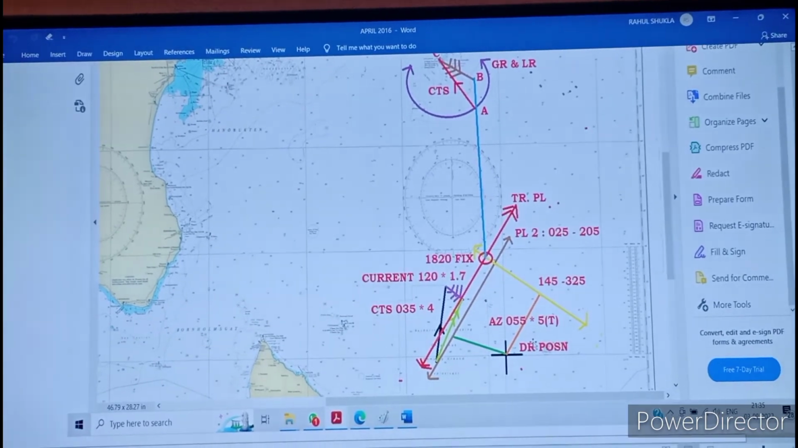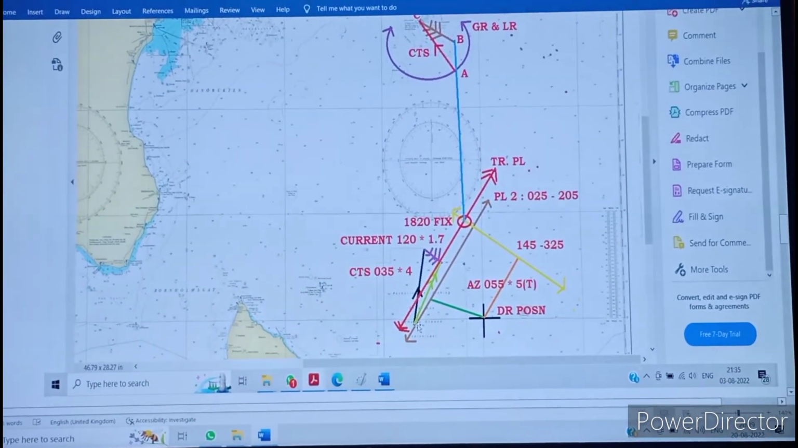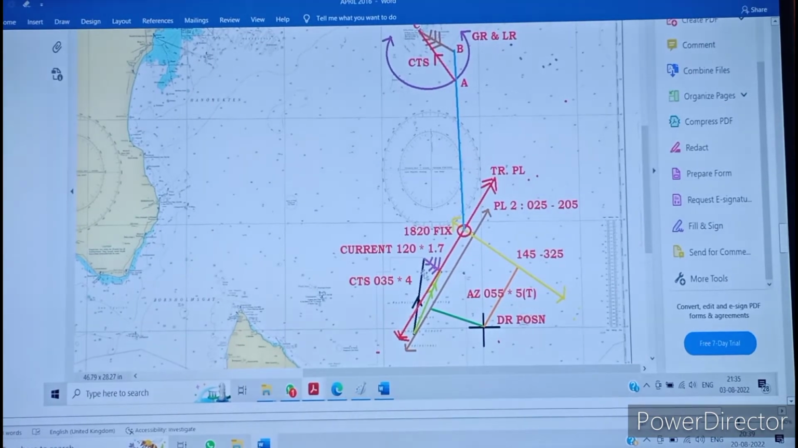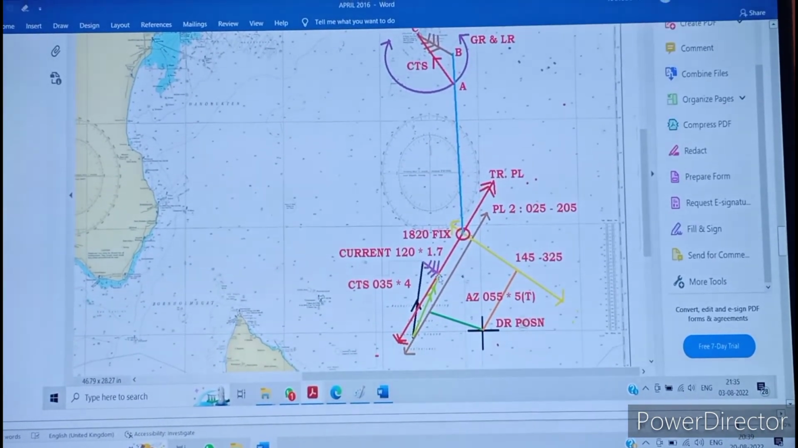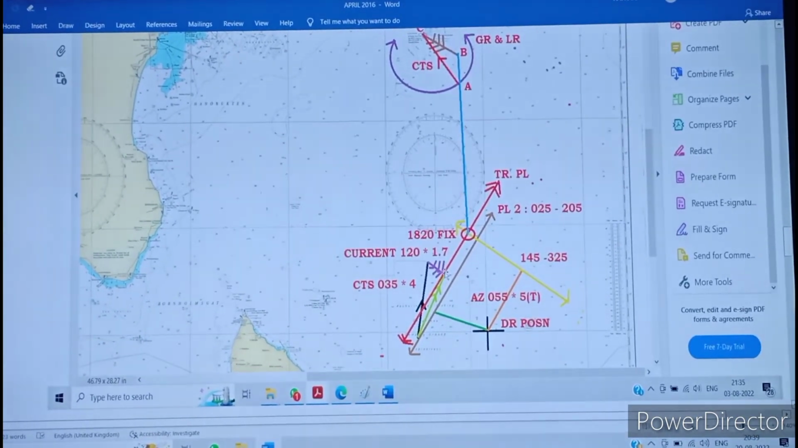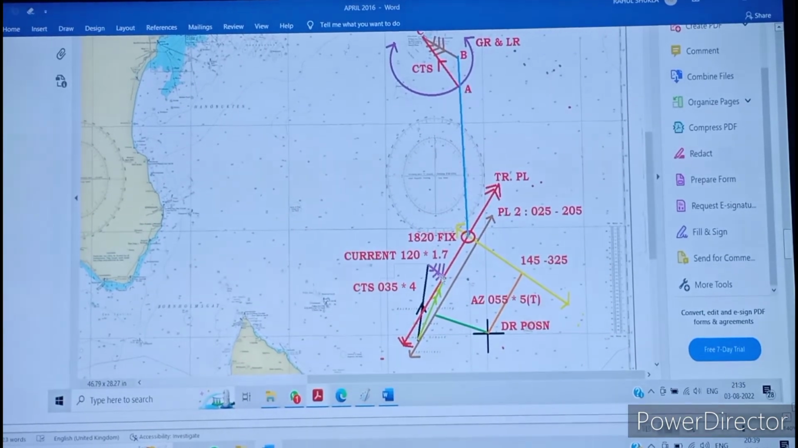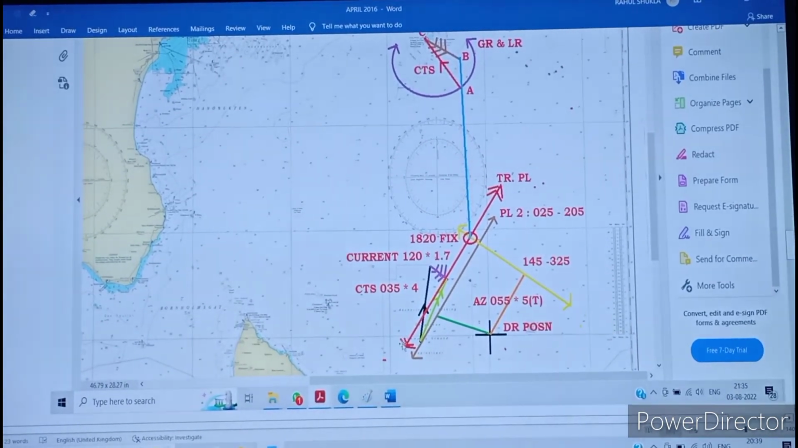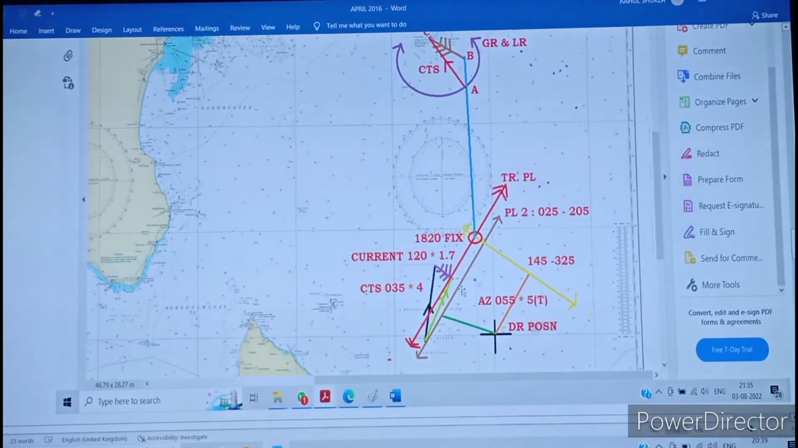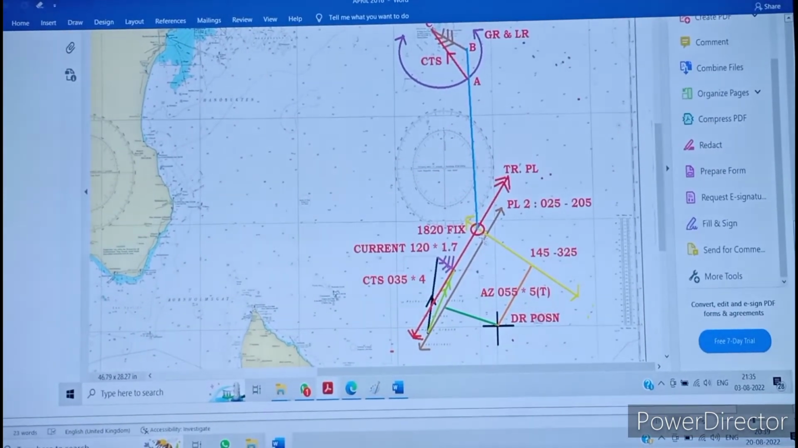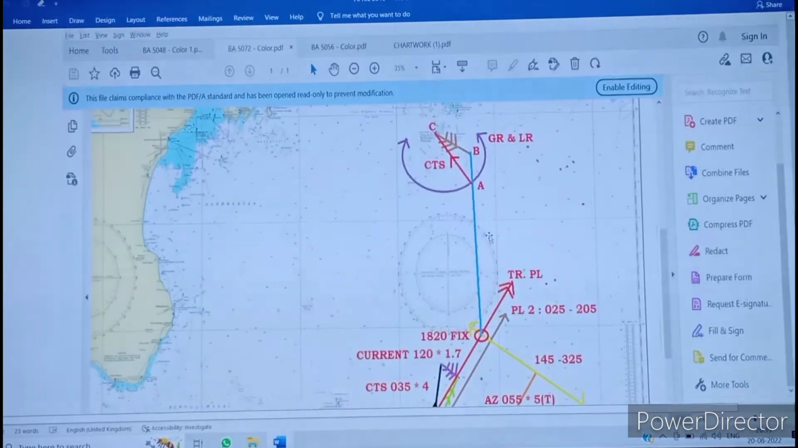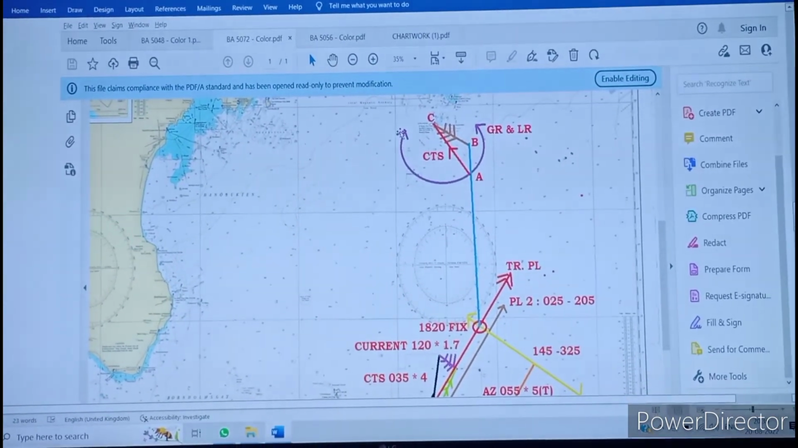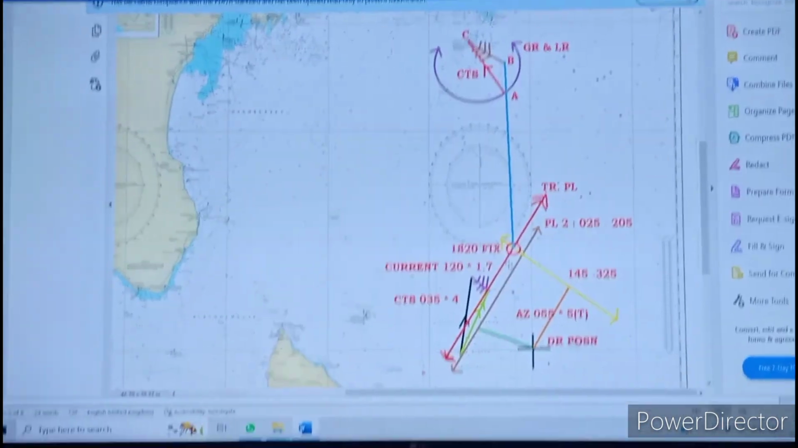So for 20 minutes we need to apply CTS. Anywhere on the first PL we draw CTS for 20 minutes at engine speed, and the current also for 20 minutes. So we get the course made good and speed made good, and we get the estimated position. Now we transfer this first PL to the estimated position. This is the transfer of position line. Where this transferred position line cuts the second position line, that is our 1820 hours fix. The visibility is also given.